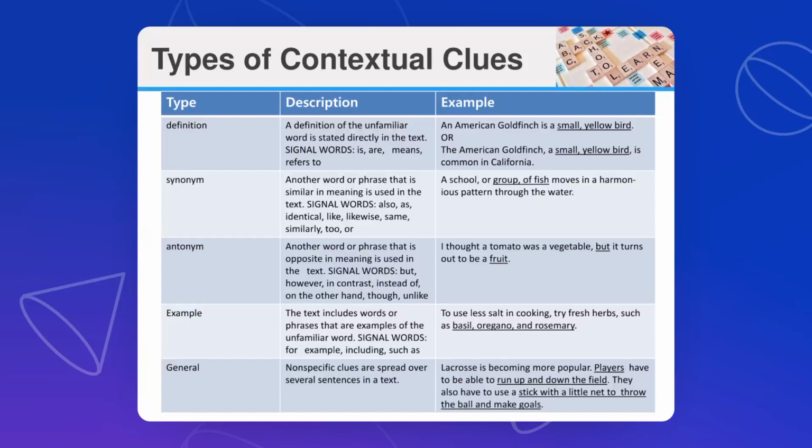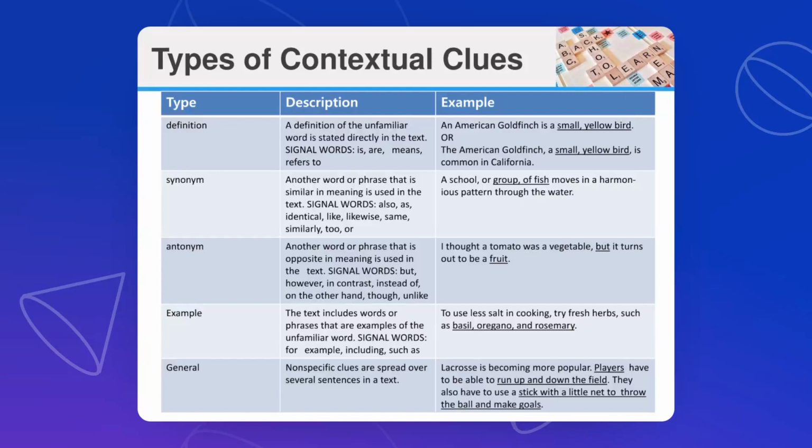Antonym, words that have the opposite meaning. And we'll have clues for those where it'll say but or however, instead, on the other hand. Here: I thought a tomato was a vegetable, but it turns out to be a fruit. Okay, so a tomato is what?